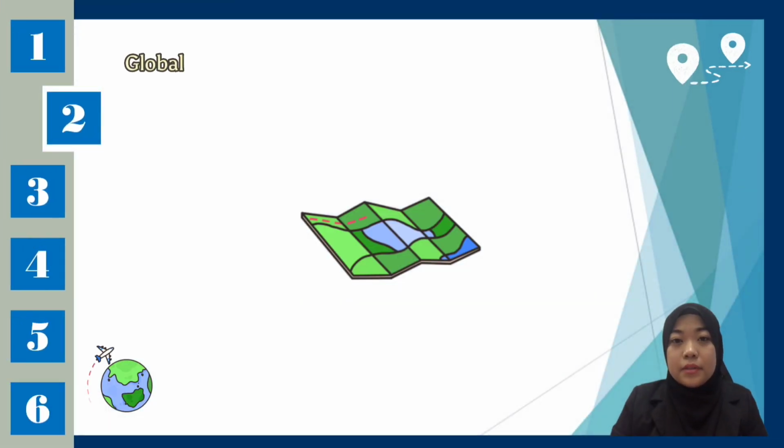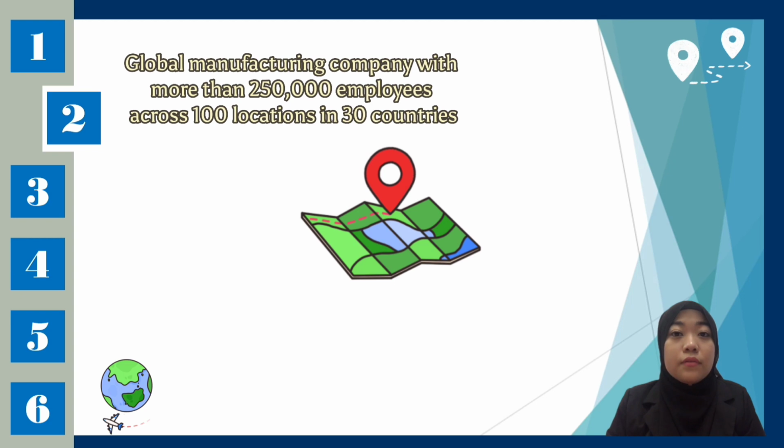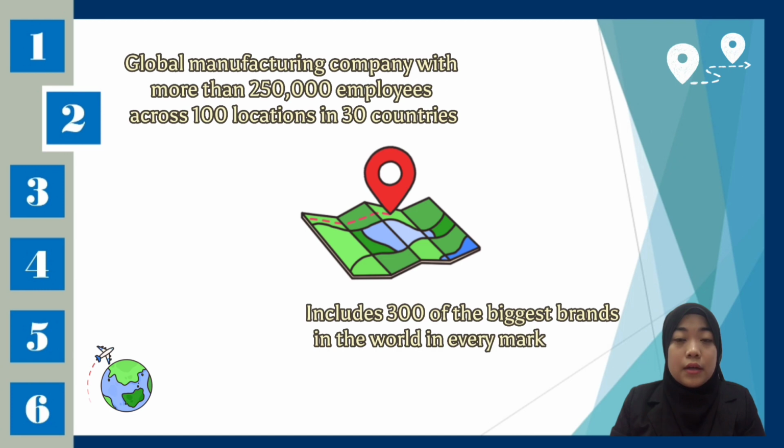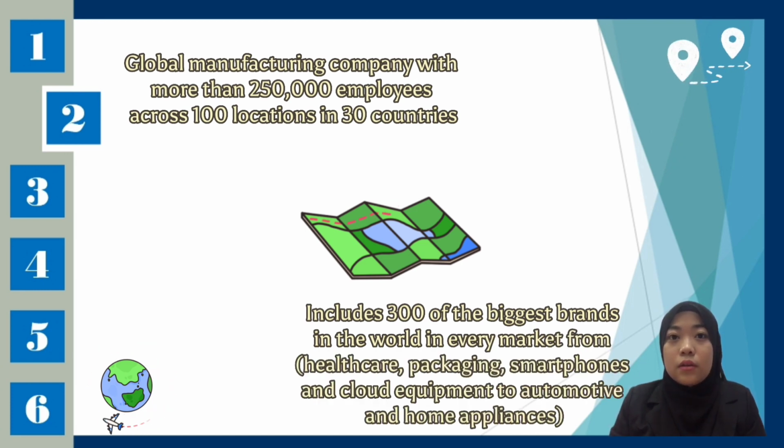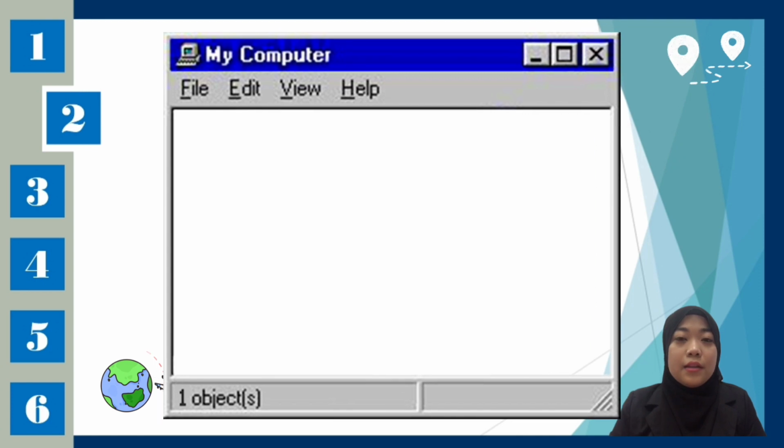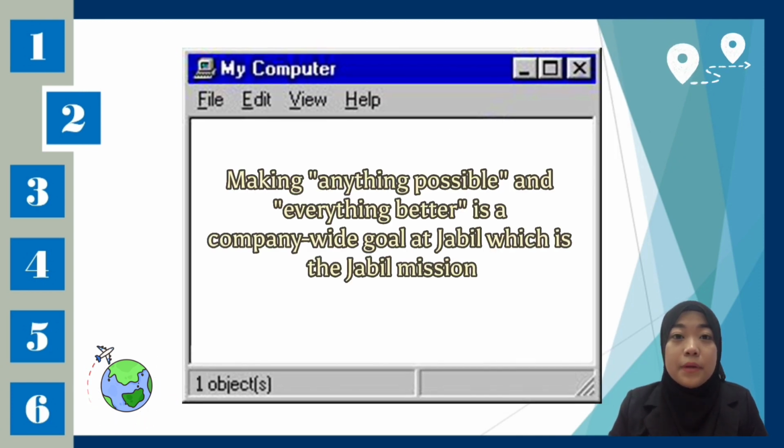JABIL is a global manufacturing company with more than 250,000 employees across 100 locations in 30 countries. "We are big, but we are not a household brand," they said, because most of what we make is our customers'. That list includes 300 of the biggest brands in the world in every market, from healthcare, packaging, smartphones, and cloud equipment to automotive and home appliances. Making anything possible and everything better is a company-wide goal at JABIL, which is the JABIL mission.